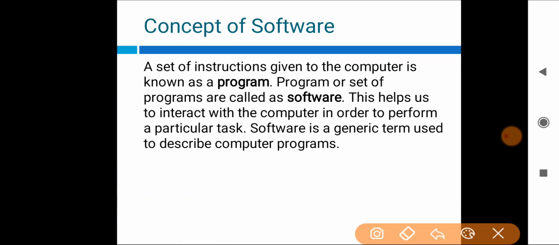Next, software is the set of instructions which are given to the computer to execute a certain task. Now, a small code that is written to perform a small task is called a program. This program will execute only a small function, while a collection or a set of programs is called software. So this helps us to interact with the computer in order to perform a particular task. And software is a generic term which is used to describe the programs.